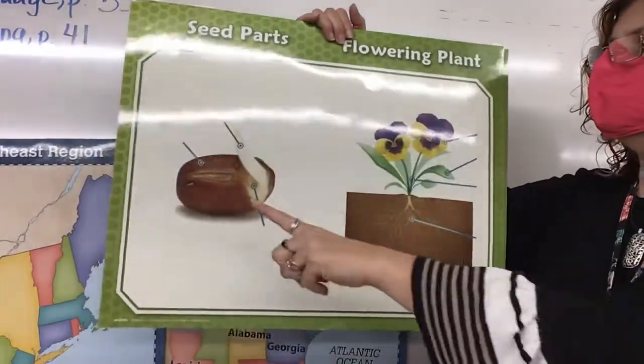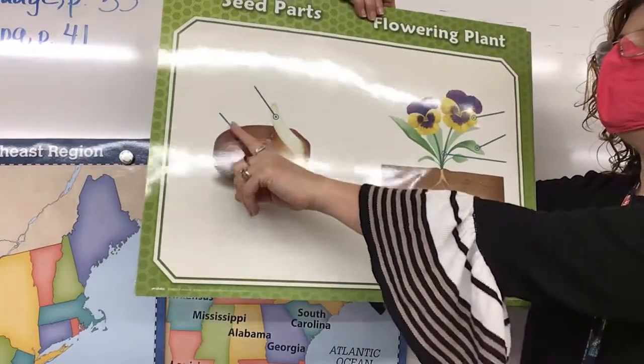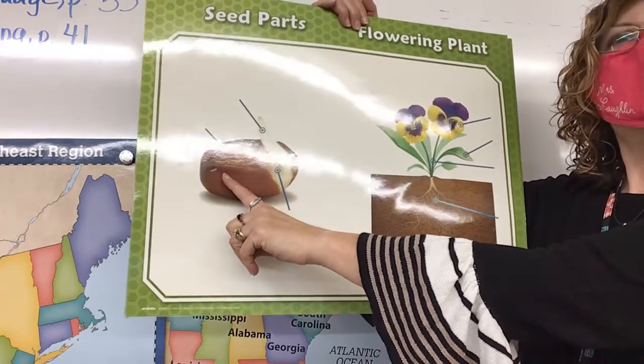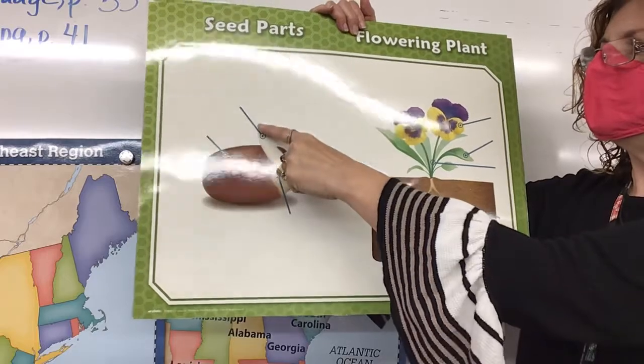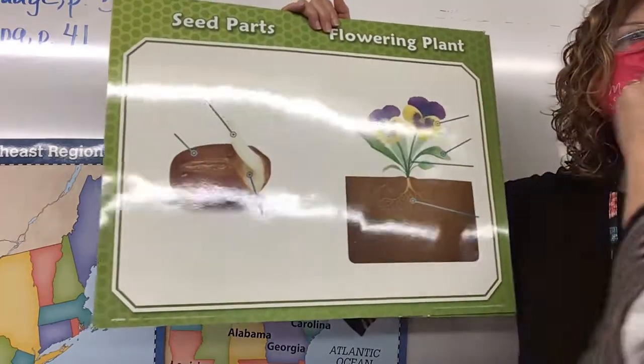Charts. This was what was on your quiz. Most of you did very well on it. What is this one pointing to? Seed coat. Yes, it is called the seed coat. Okay, this is a baby plant, and this is stored food.